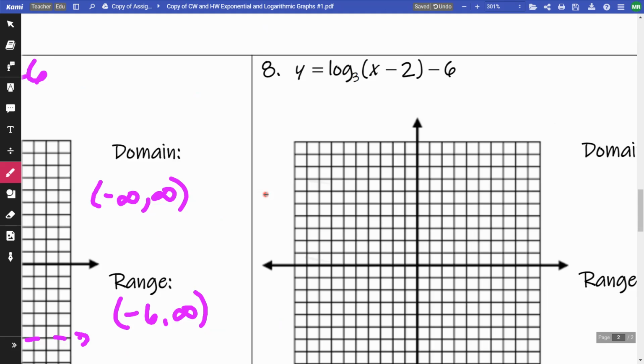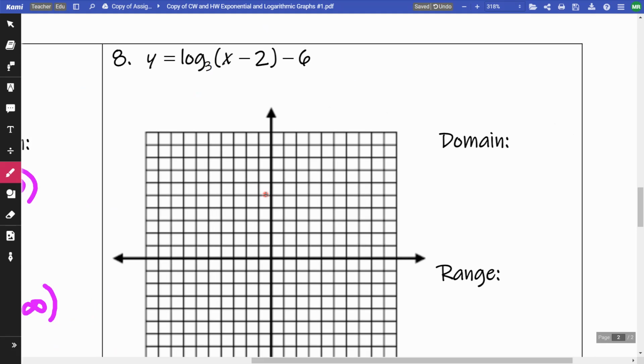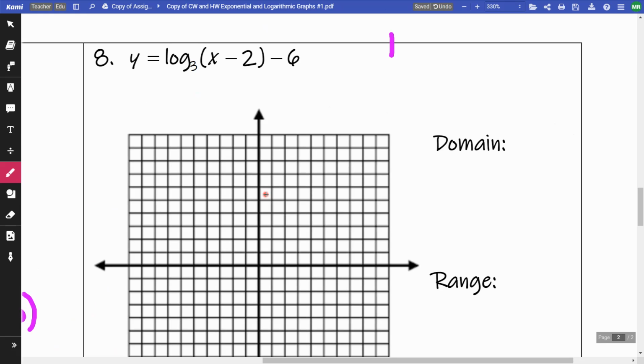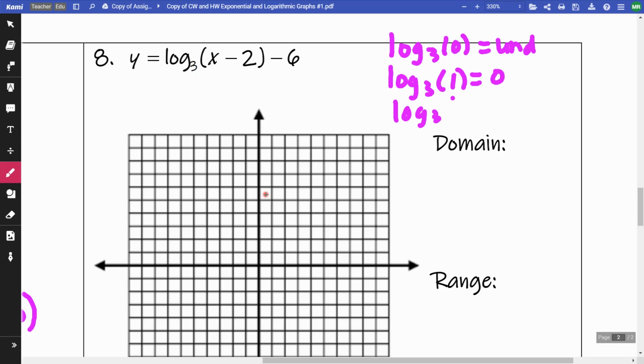On number 8, this is a log, and this is base 3. So let me jot down, if I'm thinking base 3, log base 3 of 0. Again, any log of 0 is going to be undefined. I don't care what base it is. Log base 3 of 1 is always going to be 0. Log base 3 of 3 is 1. Log base 3 of 9 is 2. And the next ones would be 27 and 81 and so forth.